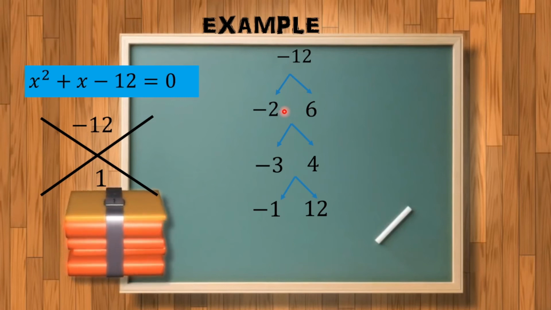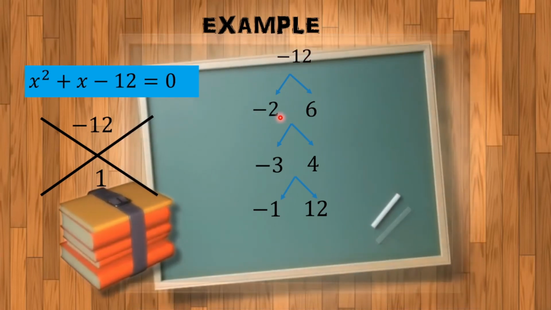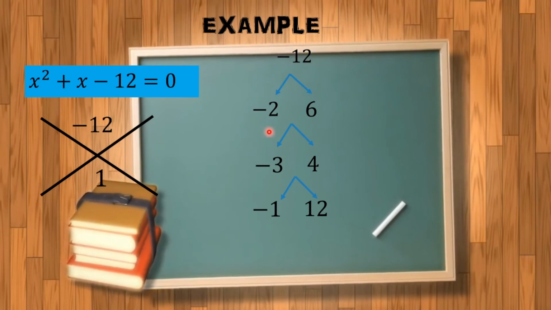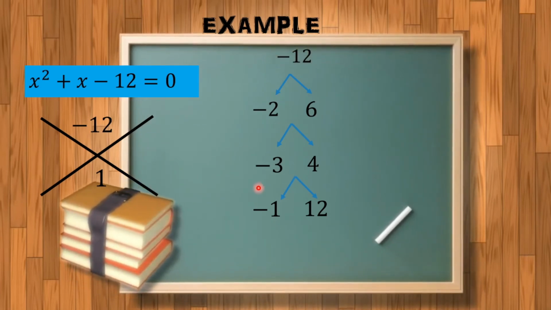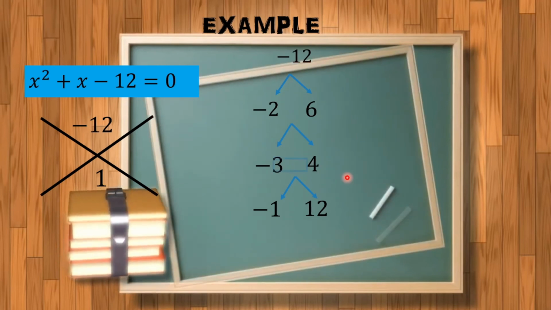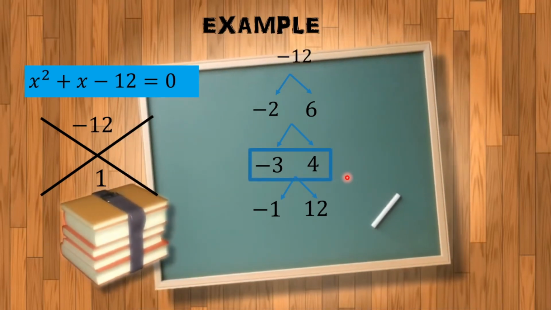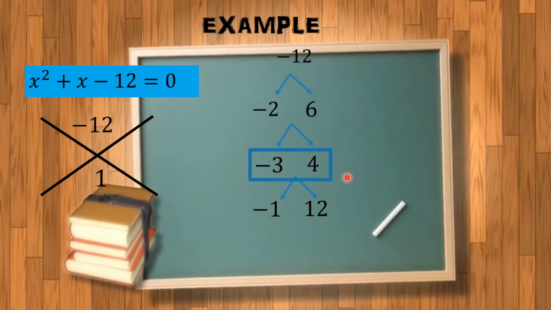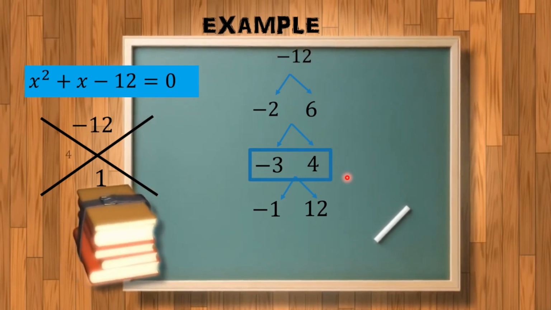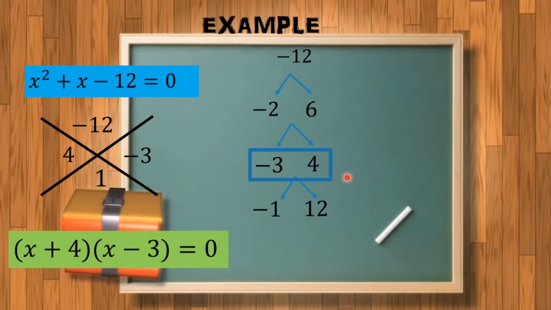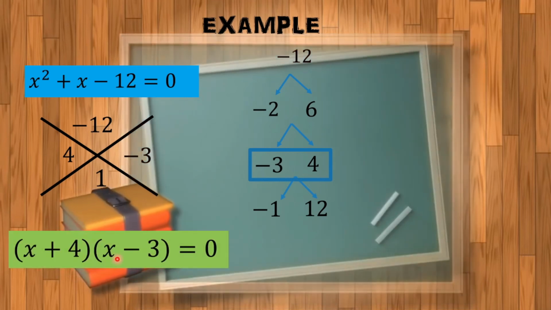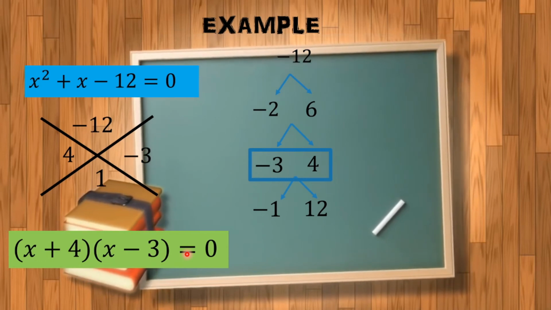So when we add 6 minus 2 is positive 4, so definitely this is not the factor. 4 minus 3 equals positive 1, and that's it. So negative 3 and 4 are the factors of the given problem, x squared plus x minus 12. So we write 4 and negative 3 as the factors. So we now have the factors x plus 4 and x minus 3 is equal to 0.